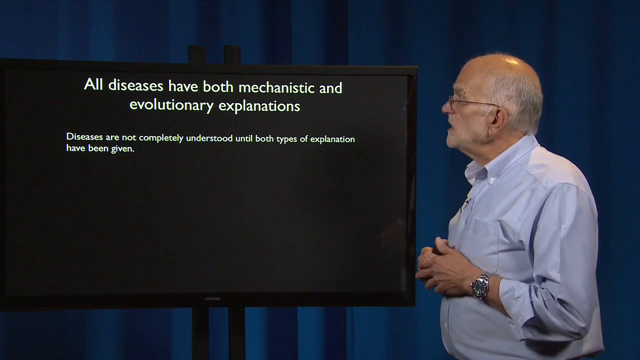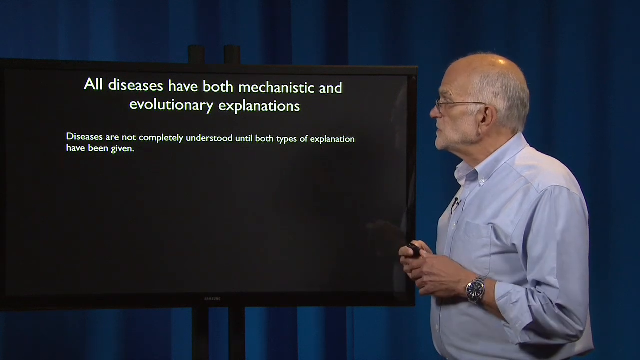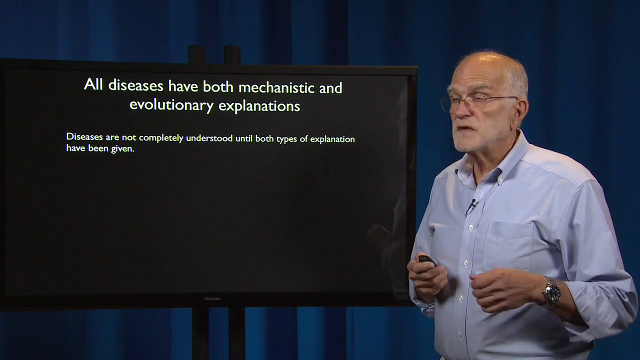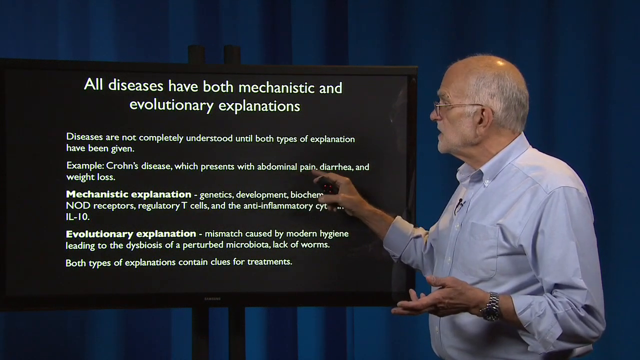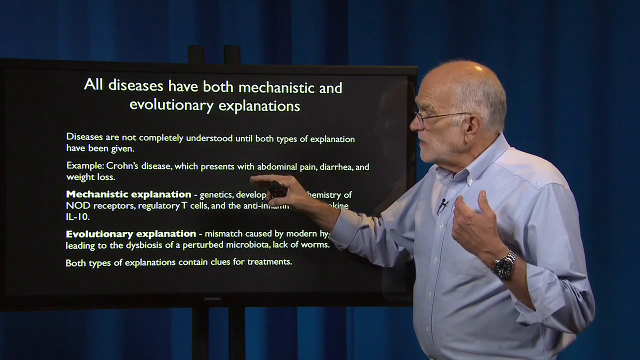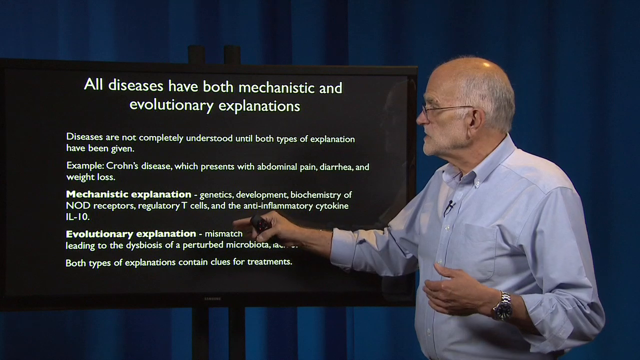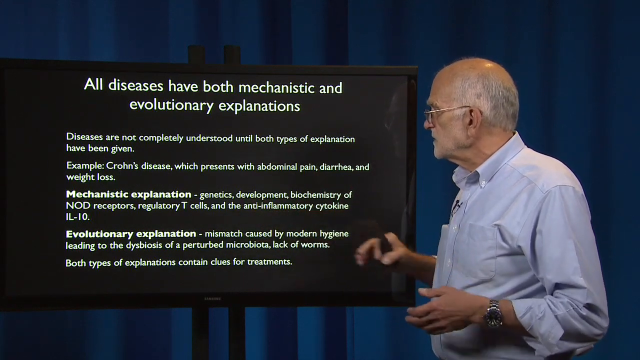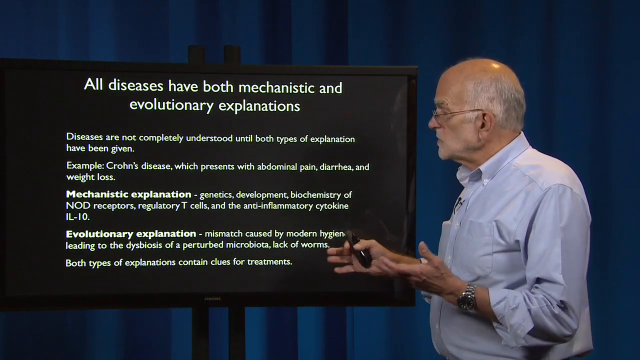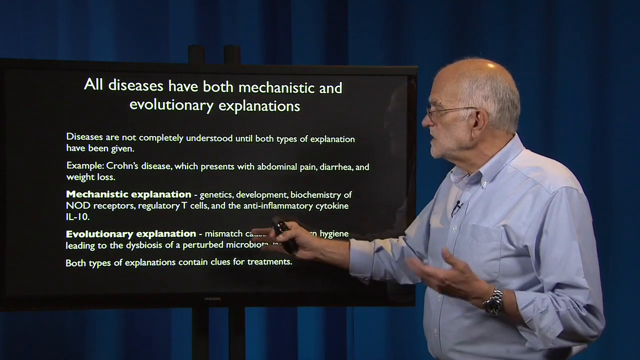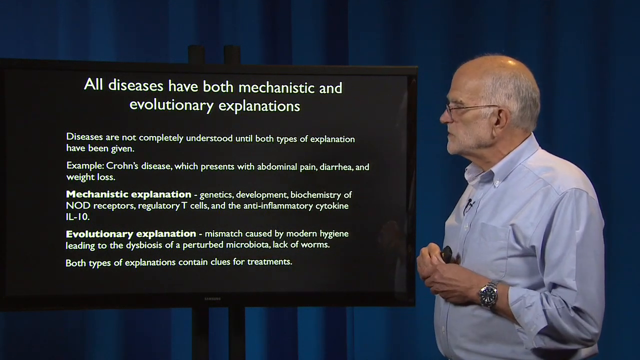All diseases also have both mechanistic and evolutionary explanations. They are not completely understood until both types of explanation have been given. For example, Crohn's disease, which presents with abdominal pain, diarrhea, and weight loss. A mechanistic explanation would use the language of genetics, development, the biochemistry of NOD receptors, regulatory T cells, and the anti-inflammatory cytokine IL-10. An evolutionary explanation would talk about mismatch caused by modern hygiene leading to dysbiosis of a perturbed microbiota, focusing probably on a lack of worms.